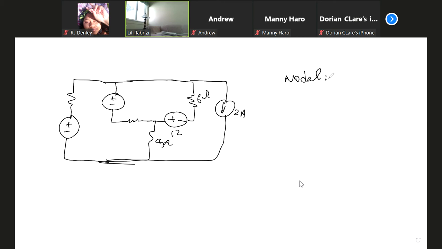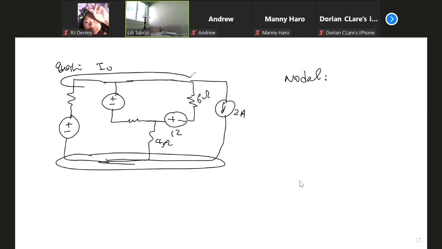Okay, nodal, you have to identify the reference. Forget about the question. Remember, the question was I0, still I0. So forget about the question. Reference, essential nodes. We have essential node 1, the whole thing here. We have essential node 2. We only have 2 essential nodes.